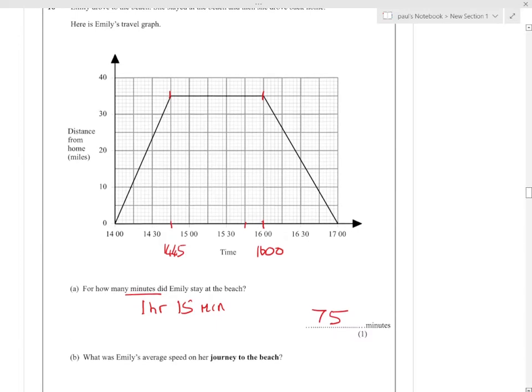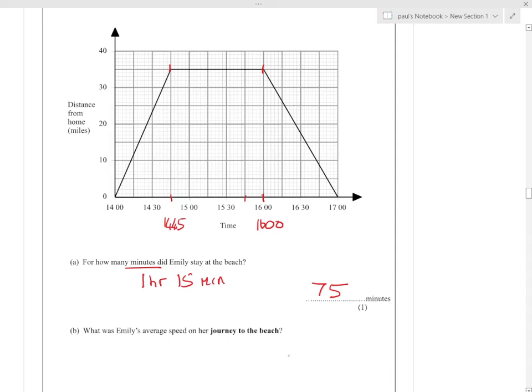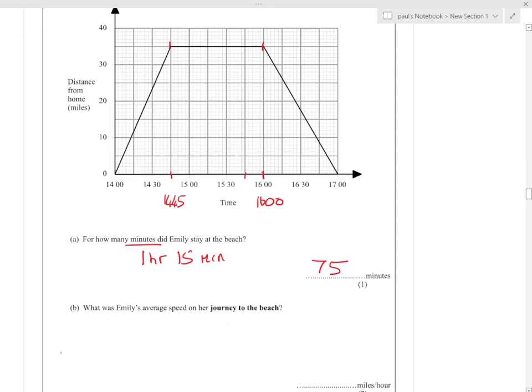Right, now, what was Emily's average speed on the journey to the beach? Now, to do speed, we need this triangle thing so we can remember what to do. Speed, time, distance. So the speed equals the distance divided by the time. Now the distance from her home to the beach is here, which is 35 miles. So that's 35 miles. And how long did it take her? I suppose we'd better do it in hours, yeah?